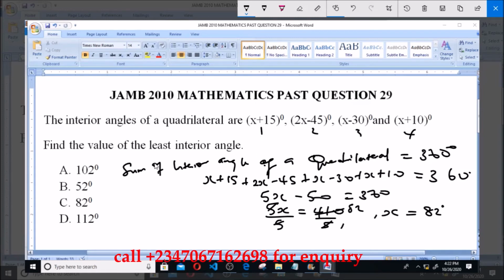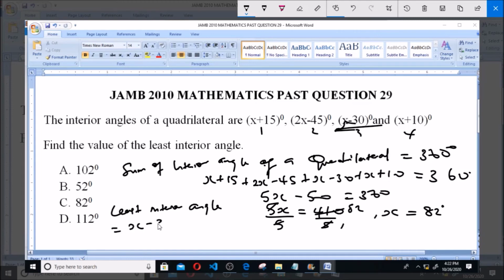Now we're asked to find the value of the least interior angle, and looking at this, the least interior angle here is x - 30 degrees. So this is equal to 82 - 30 degrees, and that is equal to 52 degrees, which is option B. So option B is the correct answer to this question.